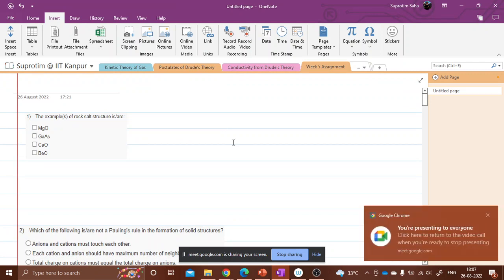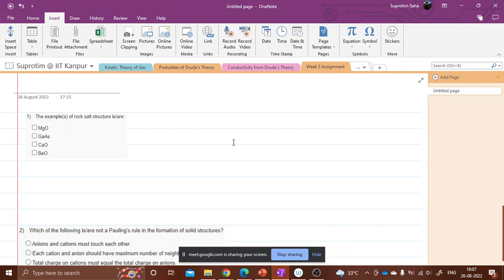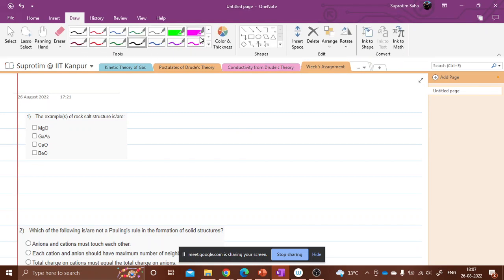So the first question that is given is the example or examples of rock salt structure. So this is your NaCl structure. Basically, rock salt structure is your NaCl structure.